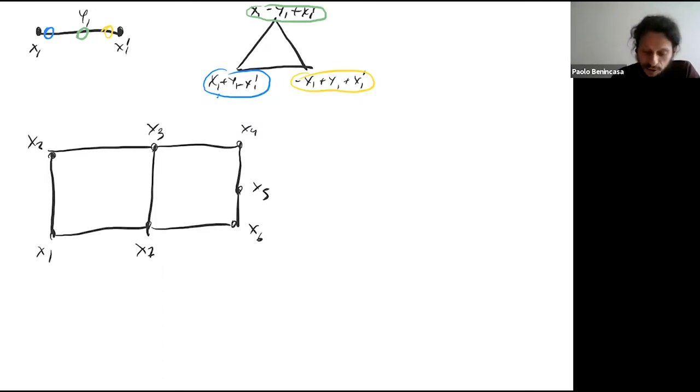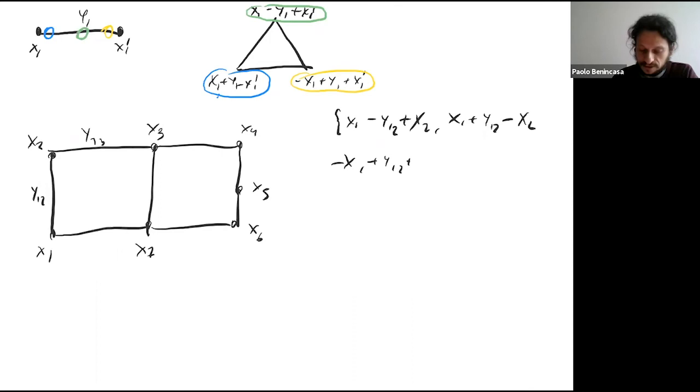The associated polytope has a set of vertices given by this structure, which is sums and differences of x's and y's. But I know that, for example, if I take just this segment, I have x1 minus y1. Let me write this: y12, y23, and so on. y23 plus x2, x1 plus y12 minus x2, minus x1 plus y12 plus x2.